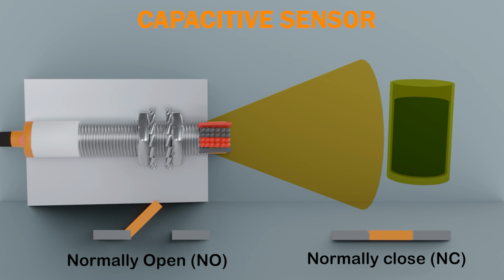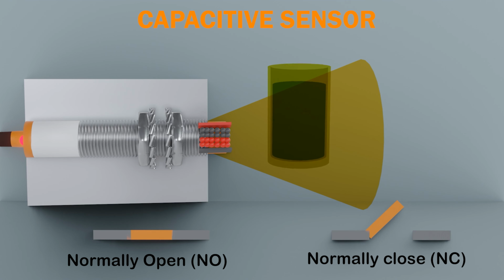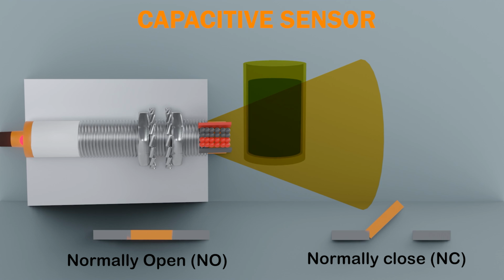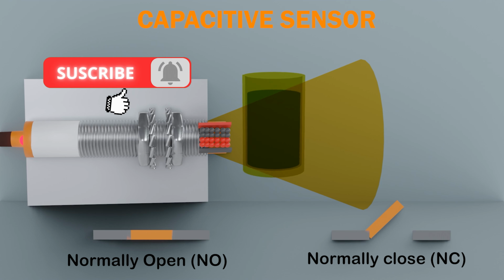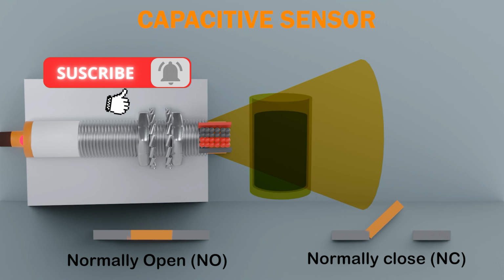When we bring a glass of water close to it, it is detected in the entire sensor detection area, be it top, middle, or bottom. The normally open one closes, and the normally closed one opens.